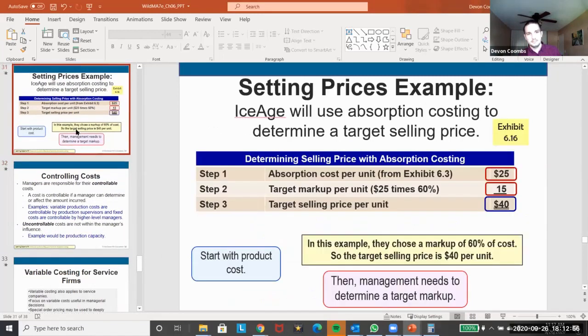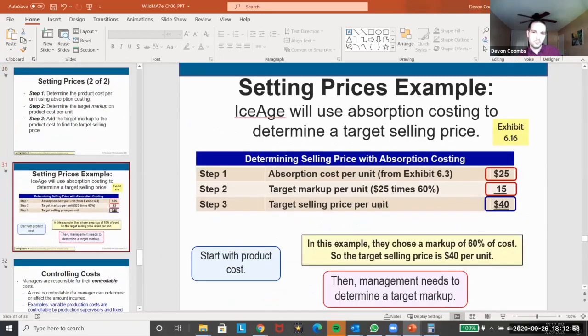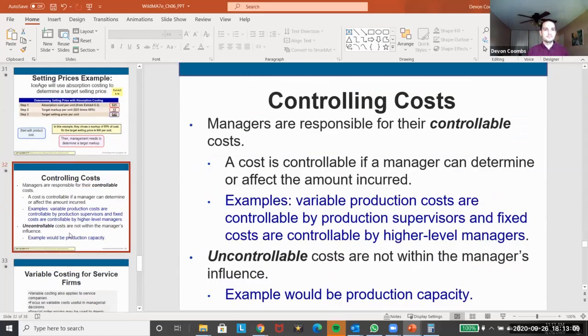So that's it. Just know that calculation. What I could ask you is, what is our target selling price per unit if our markup percentage is 60% and our absorption cost price is 25. Again, that's another algebraic formula. So that's one side of a manager's job, which is pricing.